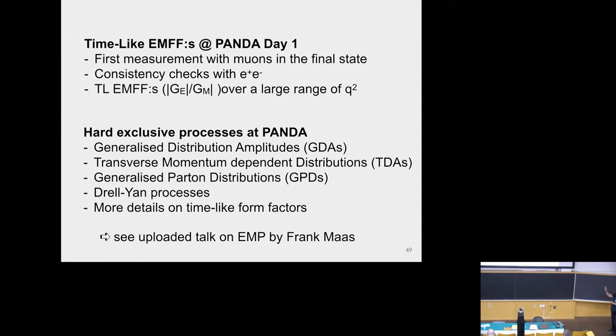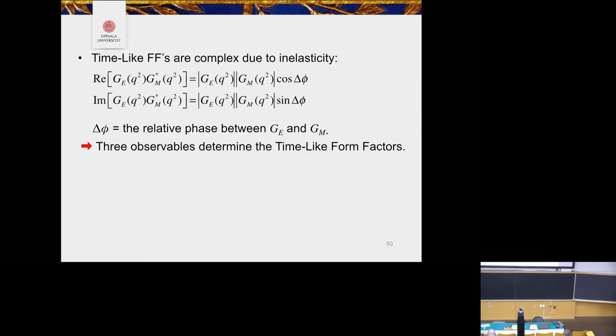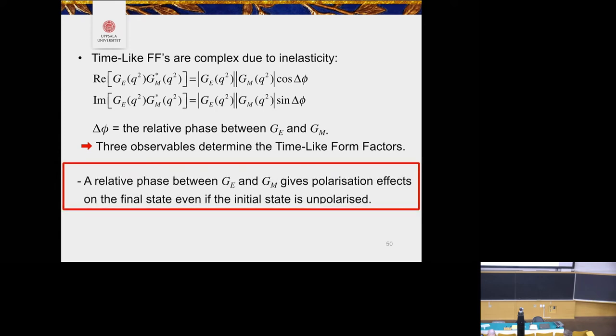squared. What I didn't cover in this part of the talk, which Frank Maus has, is a hard exclusive process, but I will upload his transparencies, so for those who are interested, you can have a look at his talk. Now, I already said that the time-like form factors are complex, and this is due to the inelasticity, which introduces a relative phase between the electric and magnetic form factors. So there are three observables that determine the time-like form factors: modulus GE, modulus GM, and the phase between them.